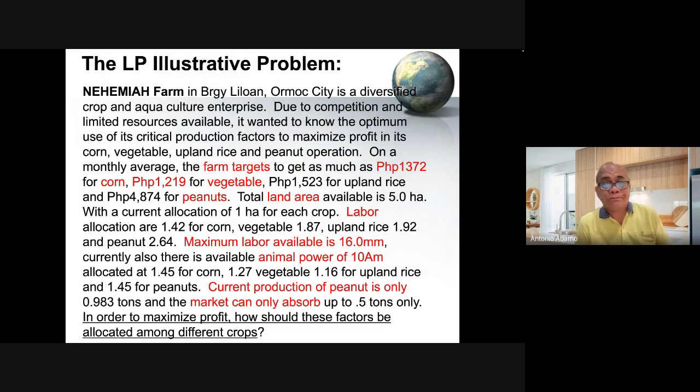Okay. Now, in linear programming, I'm going to advance this material to you as our illustrative problem for linear programming. Okay, illustrative problem. I'll just read this problem to you and dichotomize, or we will simplify what is given for better understanding, and then afterwards we solve the problem. So this is the story of the illustrative problem.